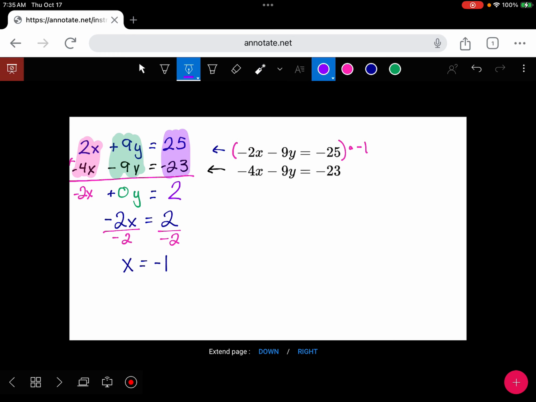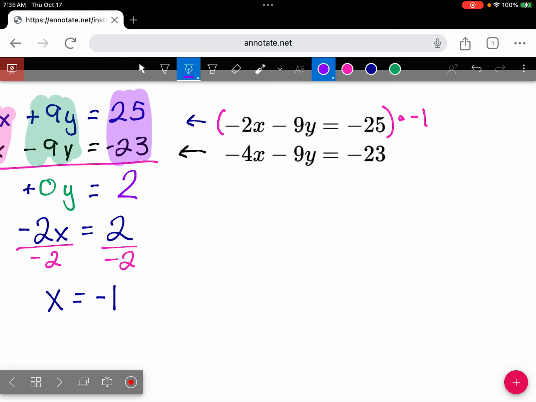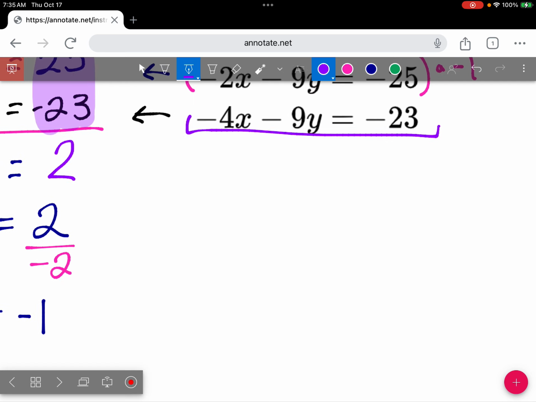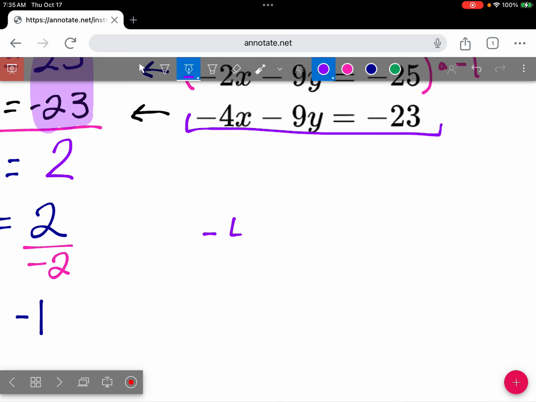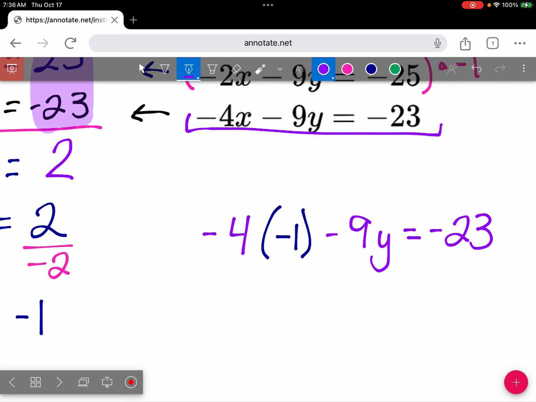So I'll pick the bottom one just because arbitrarily I picked the top one before. So I'm going to use this guy to find my y for absolutely no particular reason. So I'm going to have my minus 4, but now I know my x is negative 1, minus 9y equals negative 23. Well, negative 4 times negative 1 gives me a positive 4. Minus 9y equals negative 23.